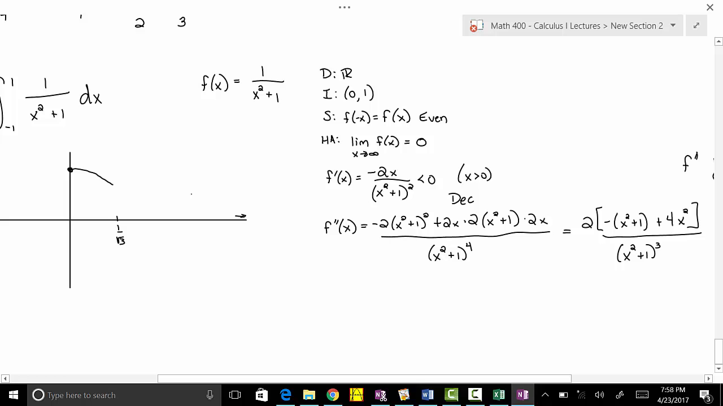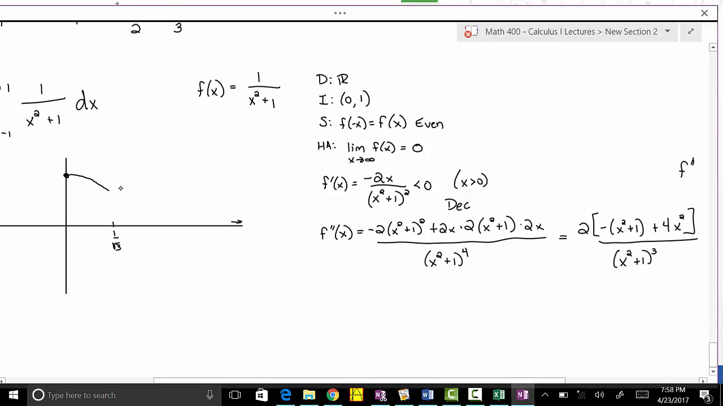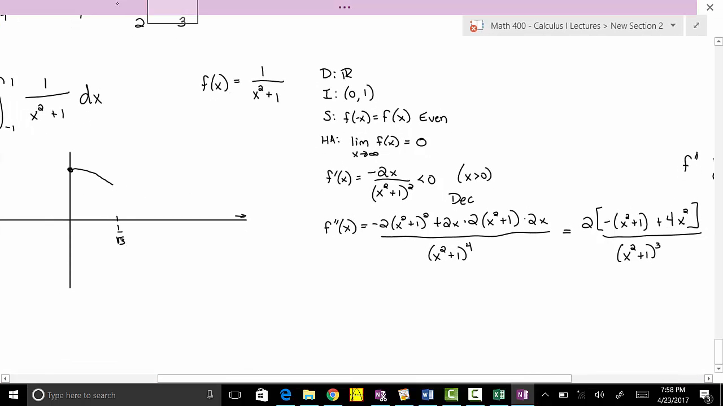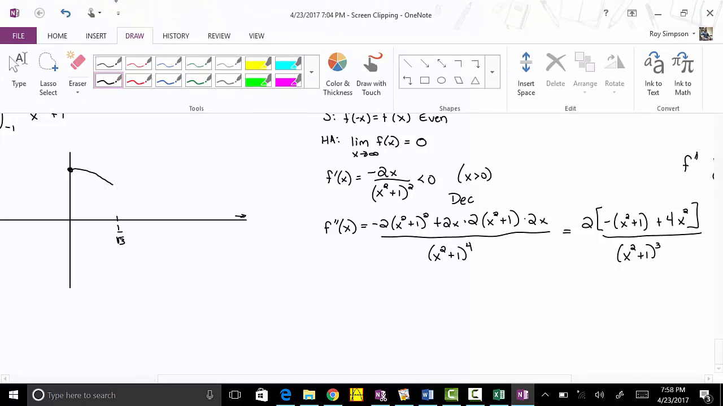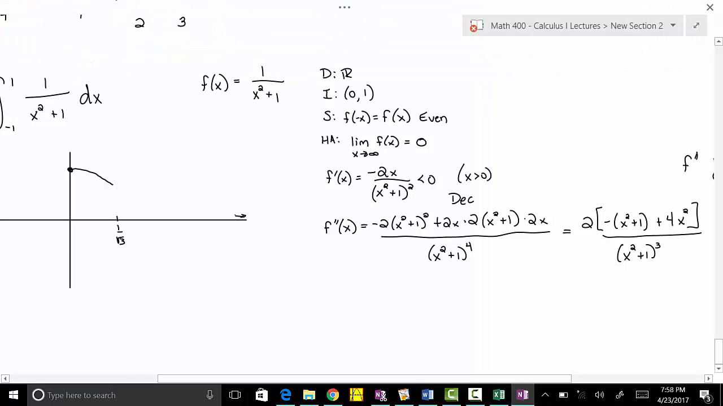And I have to turn my computer to do this, so give me a moment while I do this. Come on. I'm left-handed, and this is just being mean to me. There we go. All right.